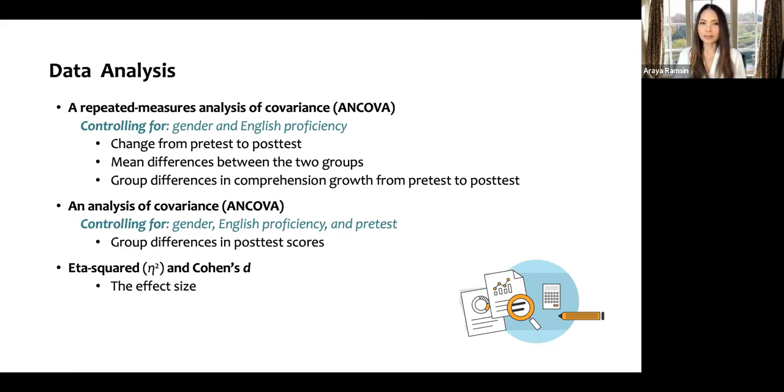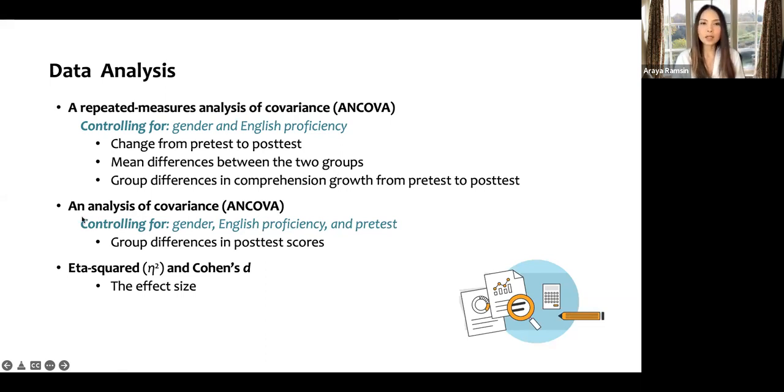Here's my data analysis. A repeated measures analysis of covariance, or ANCOVA, was conducted to evaluate change in comprehension performance from pre-test to post-test, mean differences in comprehension performance between the two groups that I just showed you, and group differences in comprehension growth from pre-test to post-test, using gender and English proficiency as control variables. I want to make sure that these two factors did not affect the outcomes of the study.